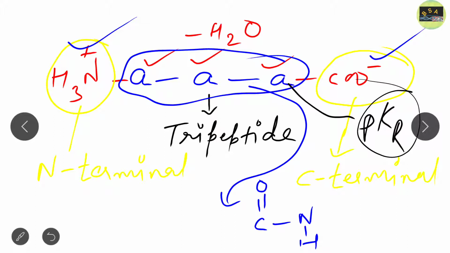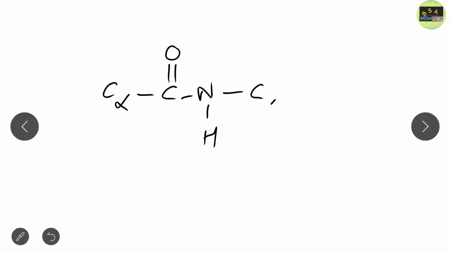Now we can proceed to calculate the pI of peptide bond. First of all, I just want to explain one thing. Just look at this, then you will understand. So this is C alpha, this is C double bond O, this is NH, this is C alpha, this is C double bond O. Like this it will continue. So this is a peptide bond.